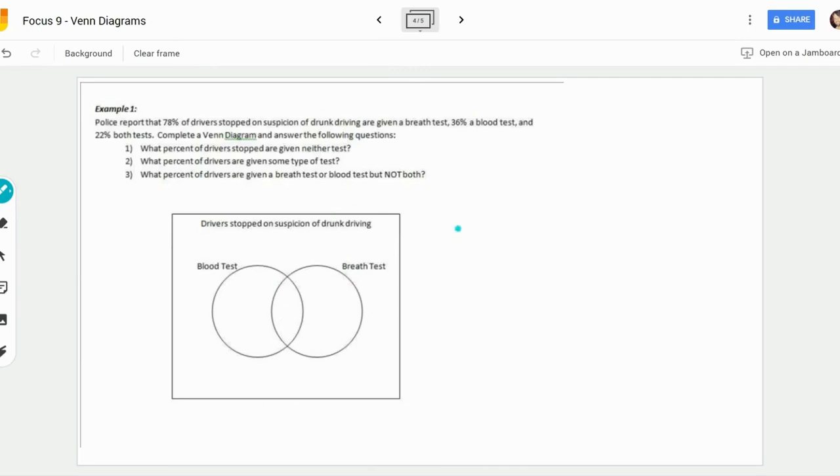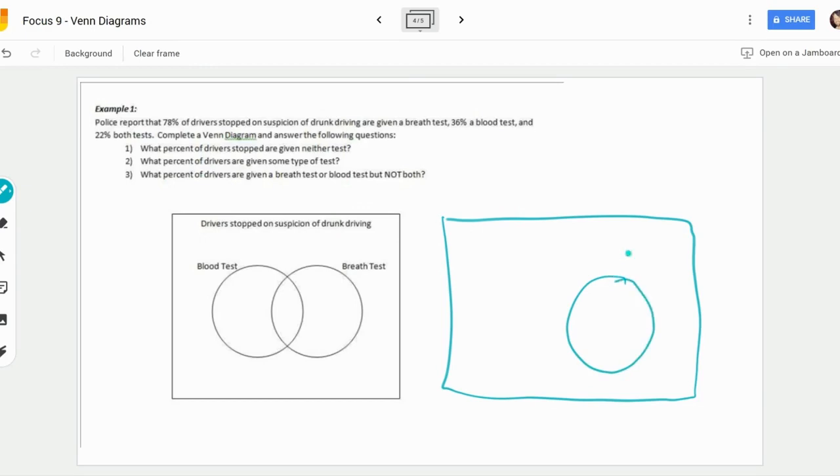So how I would set this up is just I'm going to draw it, even though it's already drawn, and then it's saying police report that 78% of drivers stopped on suspicion of drunk driving are given a breath test. So you could say, all right, well, they're given a breath test. This is breath. 36% are given a blood test. So that's another thing we're talking about. And I'm just going to make sure that they intersect a little bit.